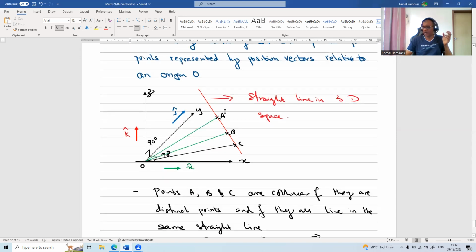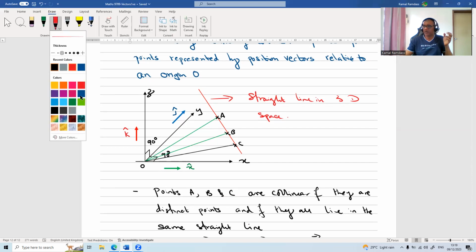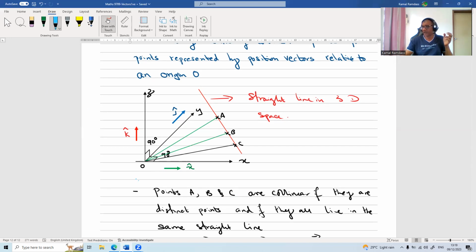Here, with the Z-axis, Y-axis, X-axis in the 3D space, we have position vectors OA, OB, and also a point C. As we just said, ABC are on the same straight line. This tells us that the points ABC are collinear.